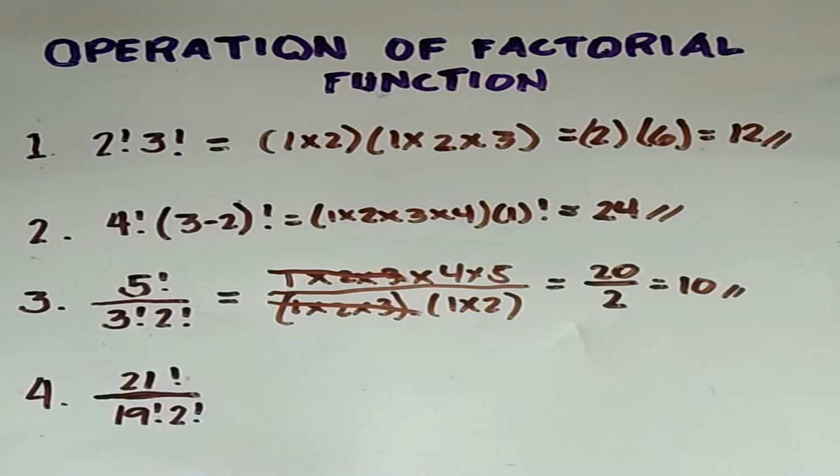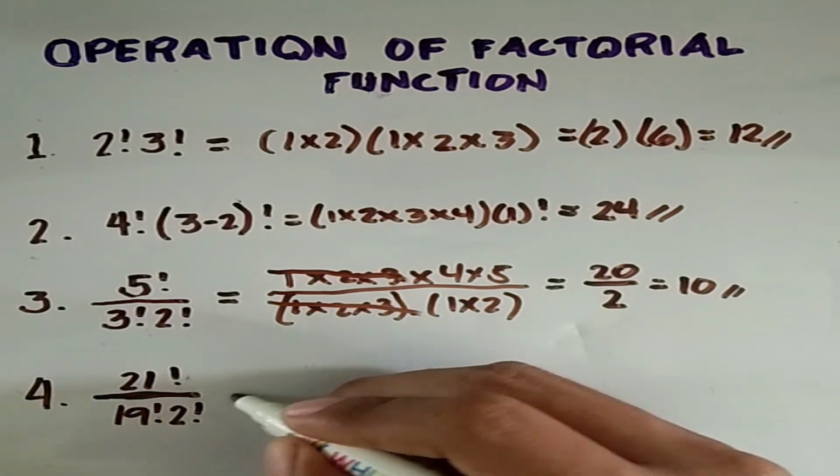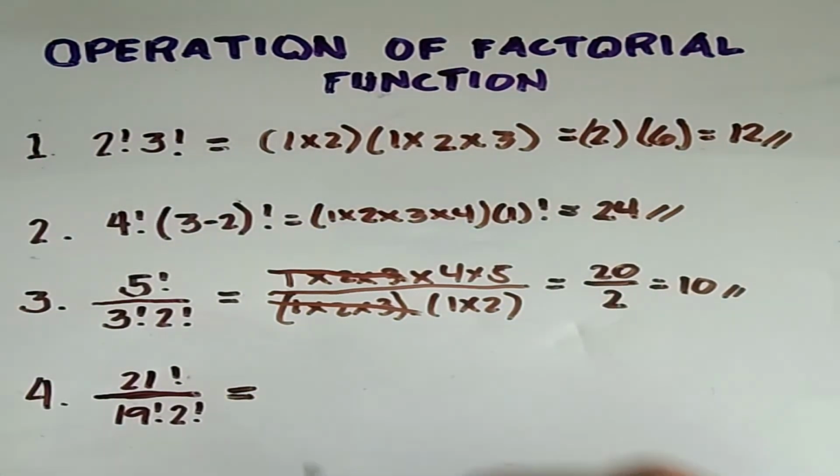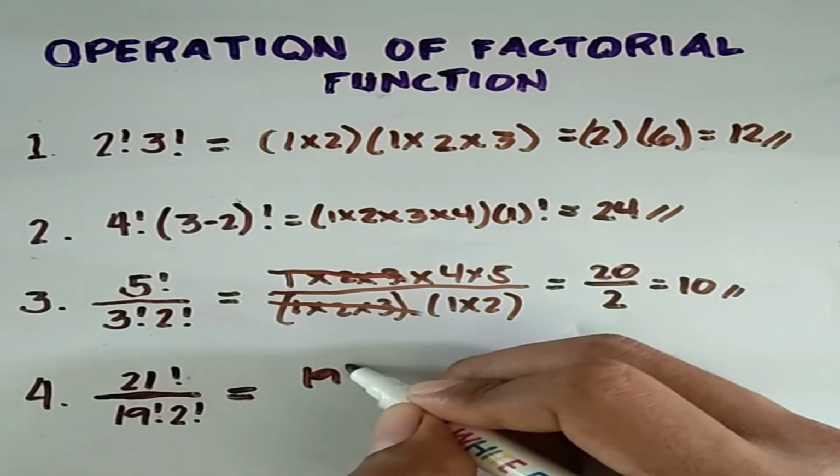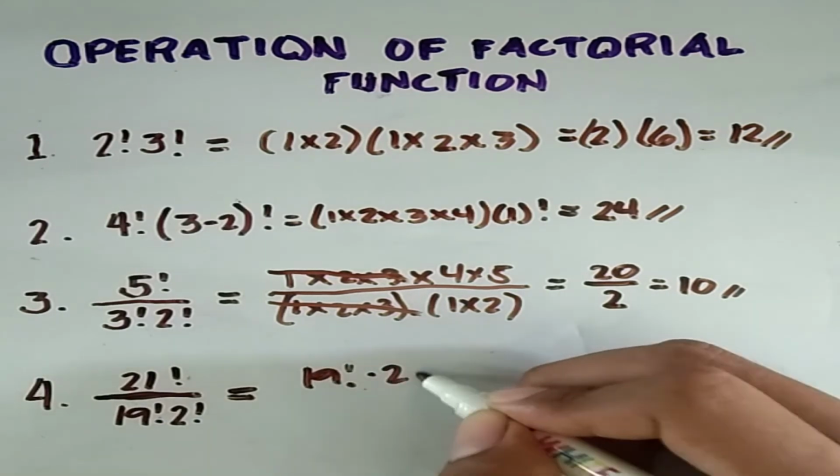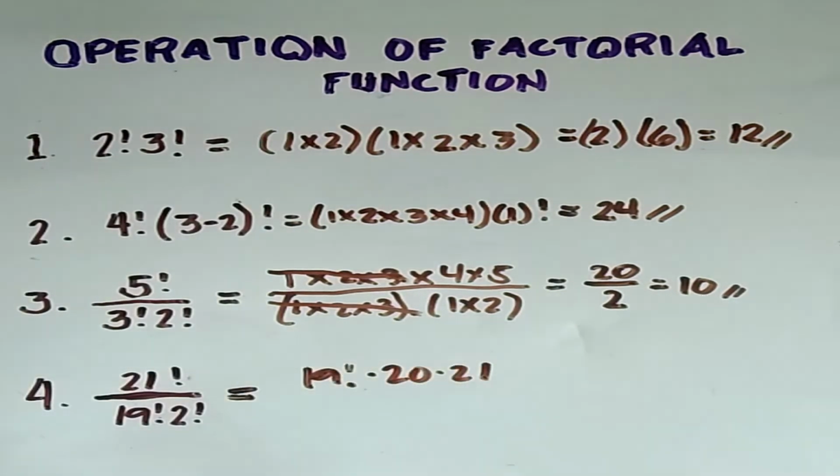For number 4, 21 factorial divided by 19 factorial times 2 factorial. In this case, if we simplify 21 factorial, we come out to a larger number. So we'll use the cancellation method. 21 factorial can be written as 19 factorial times 20 times 21.